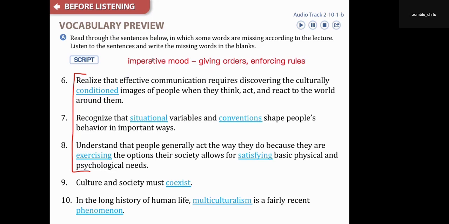So you can see here: realize that, recognize that, understand that. There is no pronoun here. It's not used in the imperative. So you may want to soften your language a little bit to make something seem less aggressive. And you could say, you might realize that, or you could recognize that, or you must understand that. This would soften the language a little bit and make it sound less aggressive.